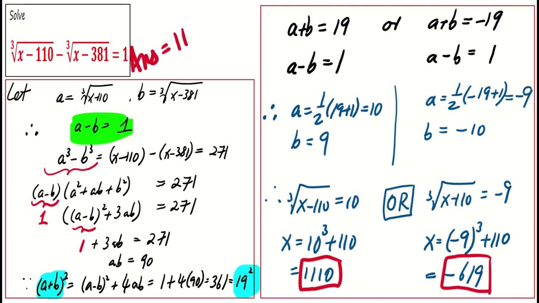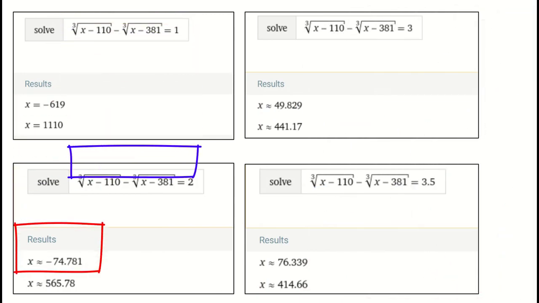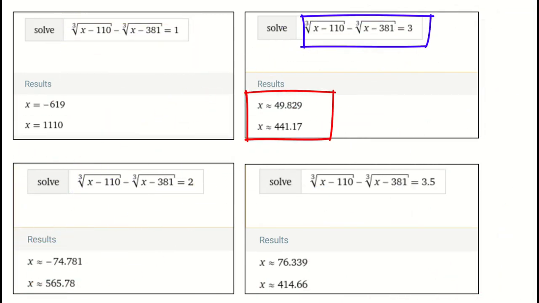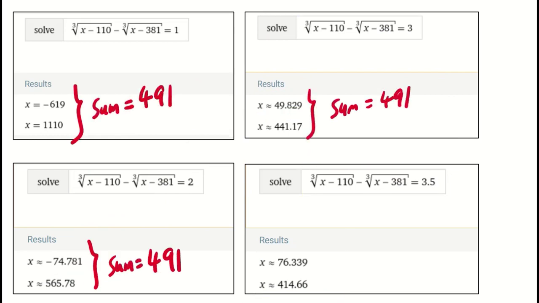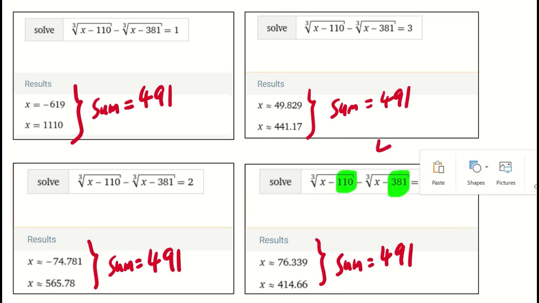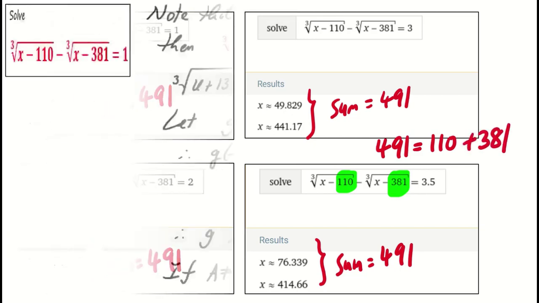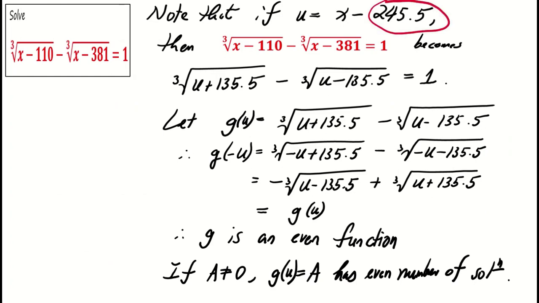While we successfully solved the problem, here is an interesting observation. The answers for the following equations are all different, but they share a common trait. The sum of the solutions is always 491, which interestingly matches the sum of 110 and 381 in the original expression. Going back to our initial transformation, the number 245.5 is precisely half of 491. This sheds light on why we chose 245.5 in the first place.